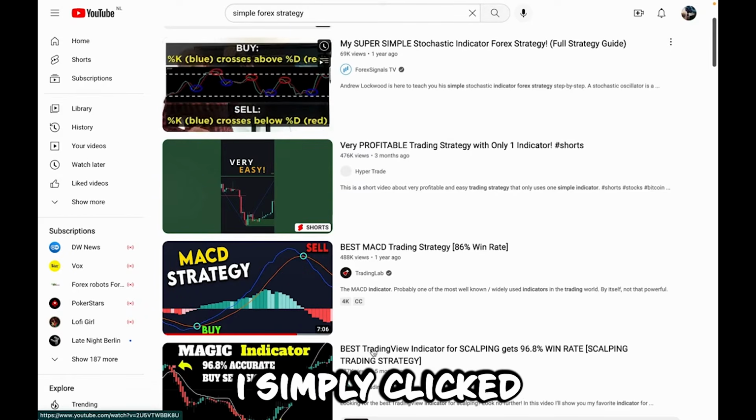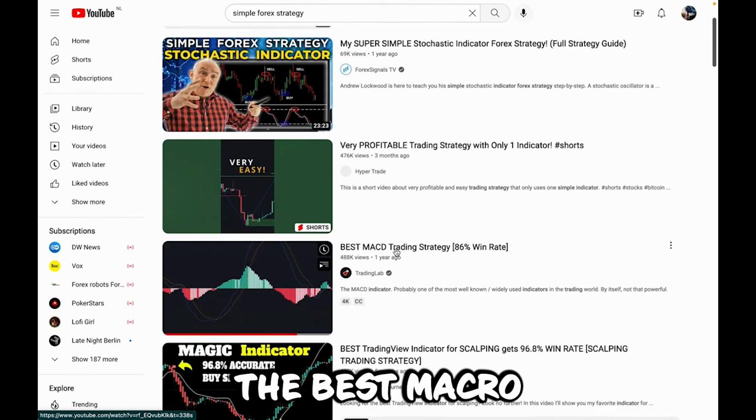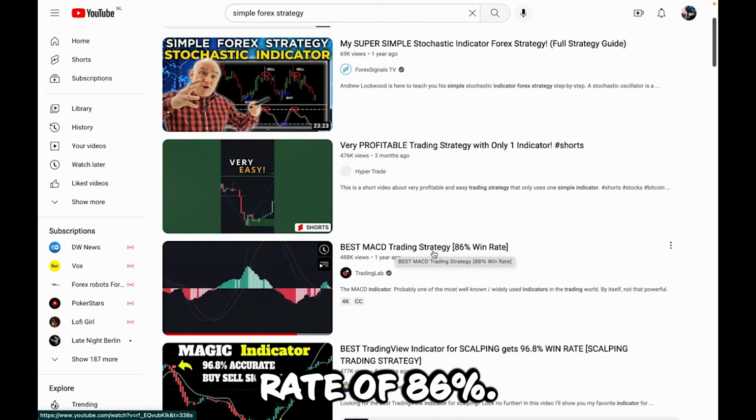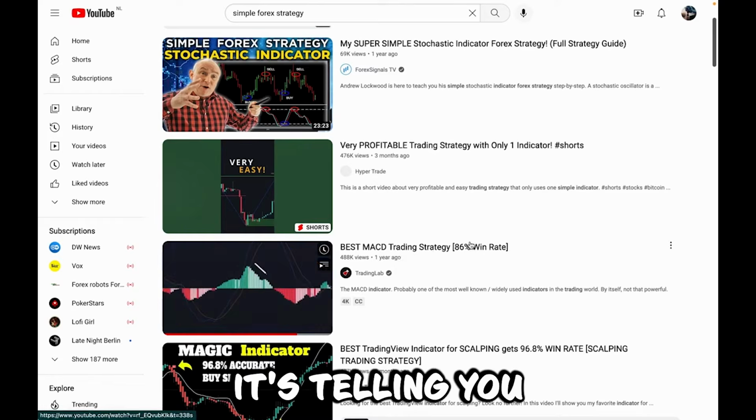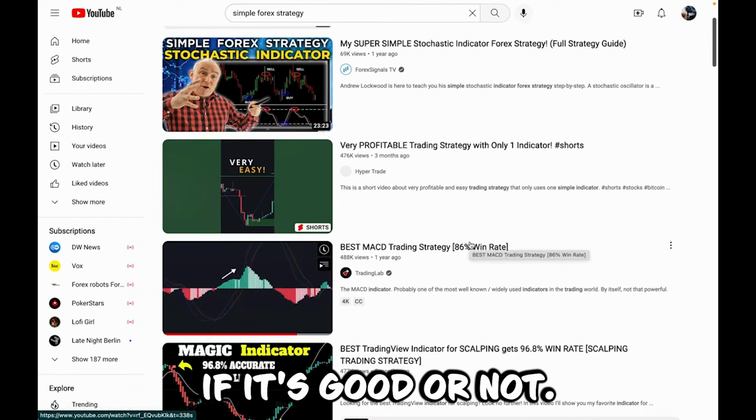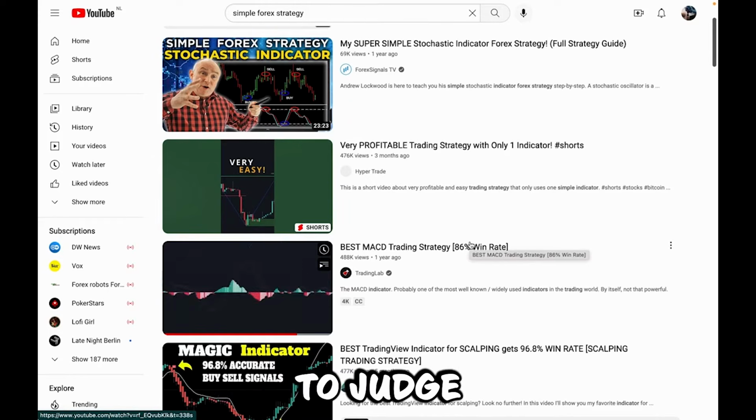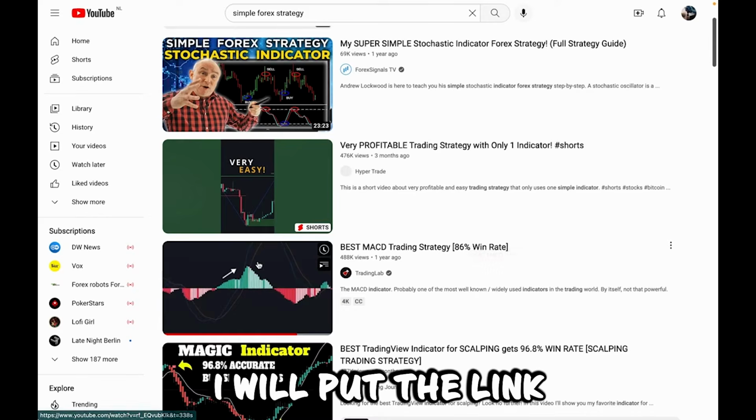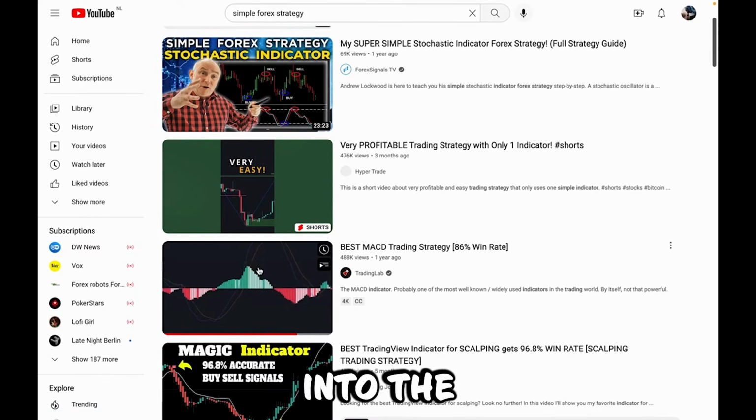In this case, I simply clicked on and checked out this strategy, the best MACD trading strategy, mentioning a win rate of 86%. Interesting, it is quite high, but it's telling you absolutely nothing about whether the strategy is good or not, since a win rate is not good enough to judge a trading strategy. You can check it out yourself. I will put the link in the video description as well, so you can watch it. I don't go into the nitty-gritty.